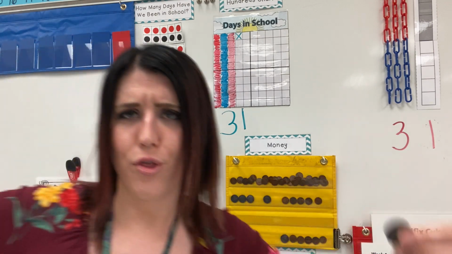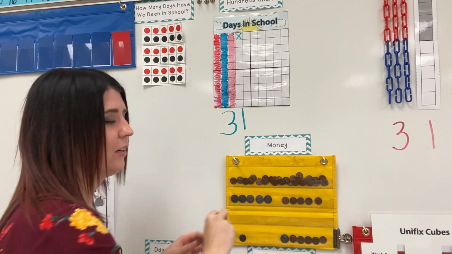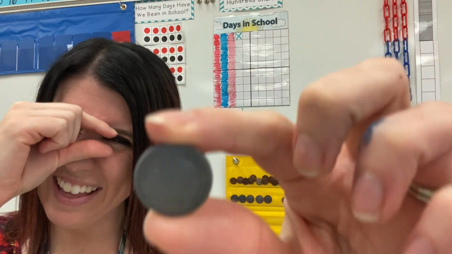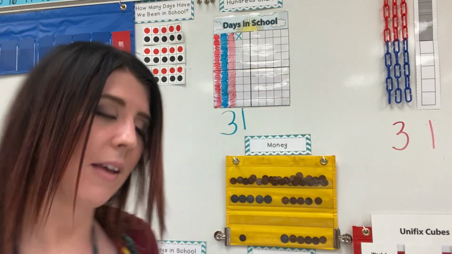Nickel, nickel, thick and fat. You're worth 5 cents. I know that. What about this little coin? Dime, dime, little and thin. I remember you're worth 10.